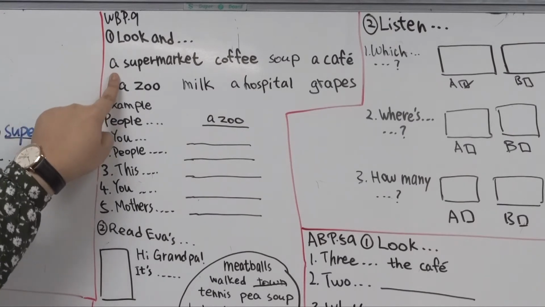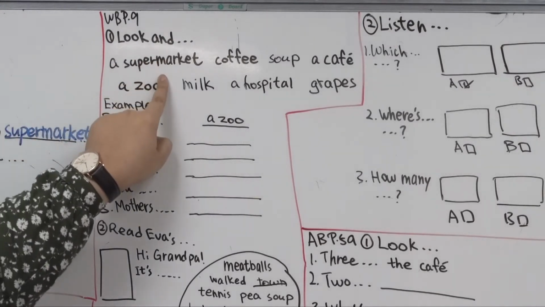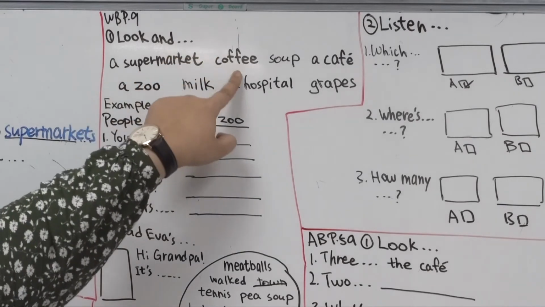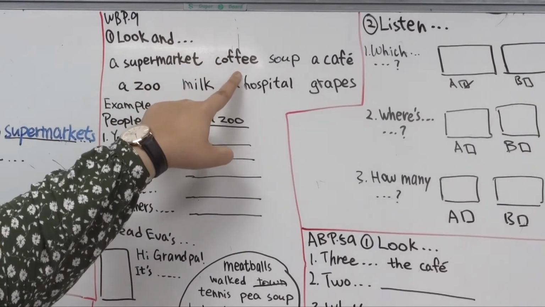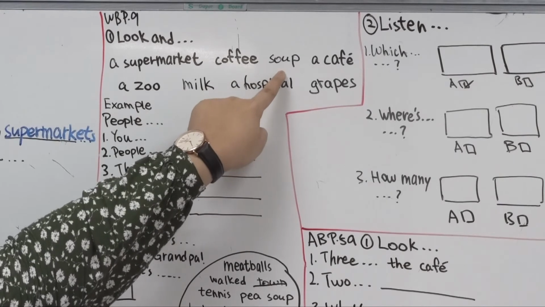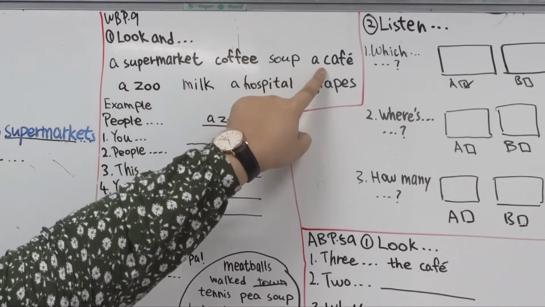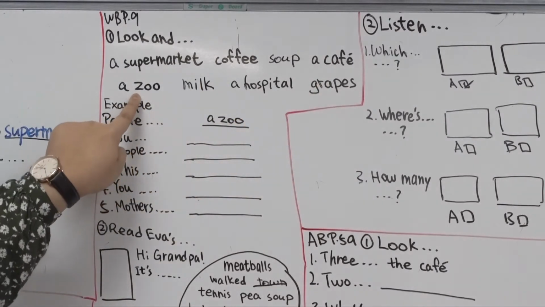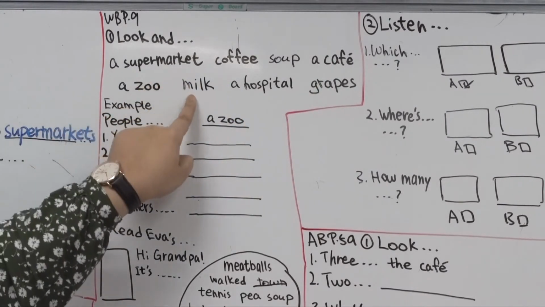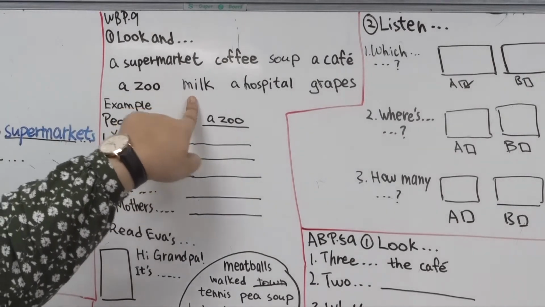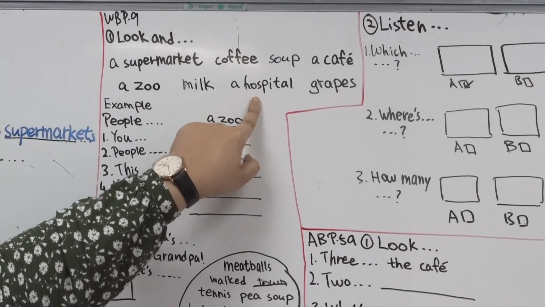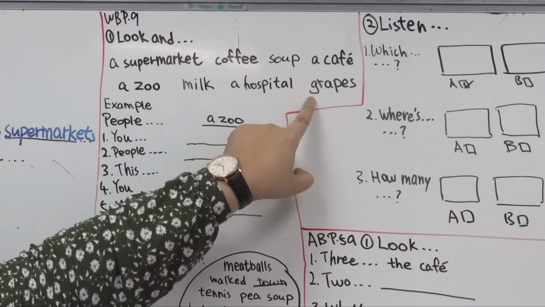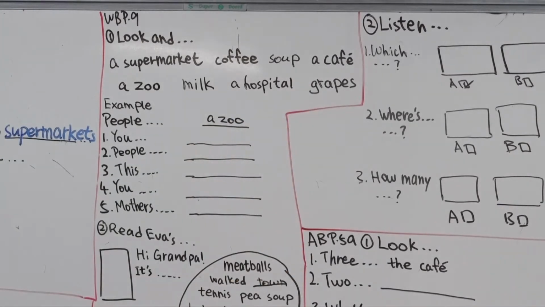So number 1 is a supermarket. How about the next one? Coffee. Soup. A cafe. A zoo. Milk. A hospital. Grapes. Okay, so here you have to choose the correct words and write them on the lines.